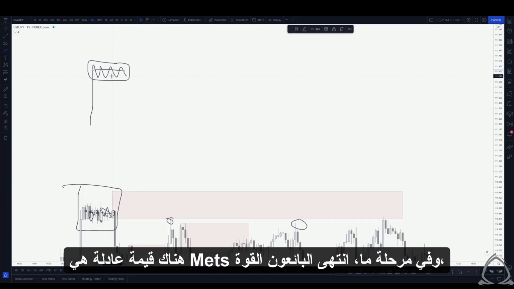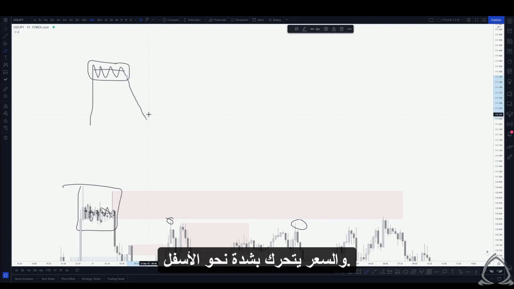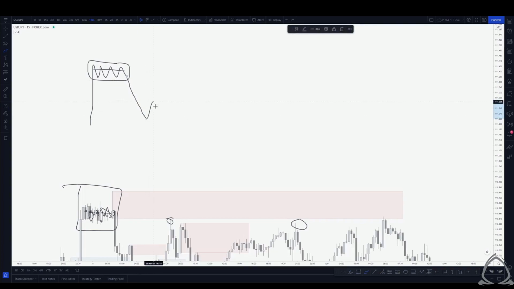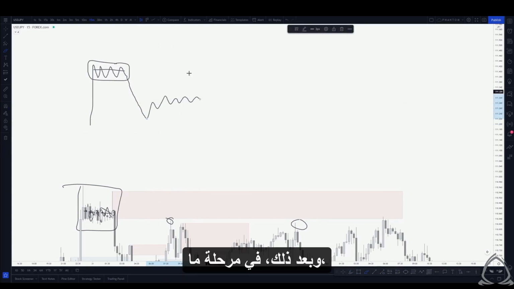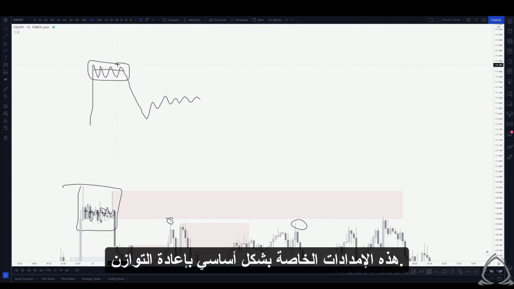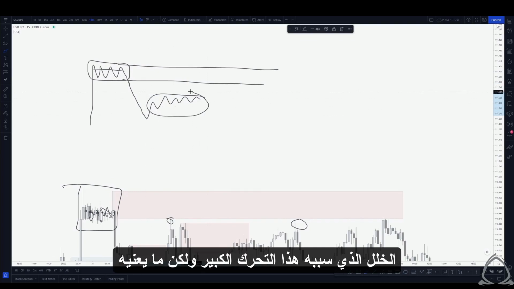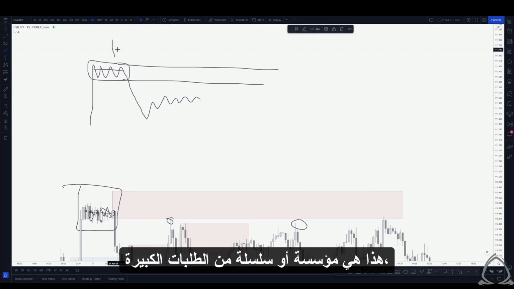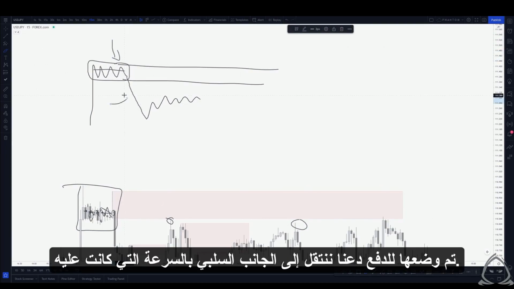There's fair value being met, and at some point the sellers overpower and price is moved heavily to the downside. And then at some stage price will move up and down, basically gravitating back to this supply zone, rebalancing the imbalance that was caused by this large move. But what this means is an institution or a series of large orders were placed to propel this move to the downside as rapidly as it was.